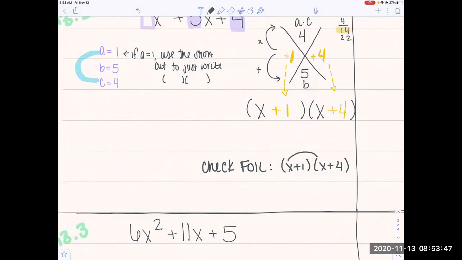Okay, so first, x times x gives me x squared. Outer, x times 4 gives me 4x. Inner, 1 times x gives me 1x. And then last, 1 times 4 gives me 4. Combine like terms, 4x plus 1x is 5x. Carry everything down, and that is the original question. And so the good news is I got it right.